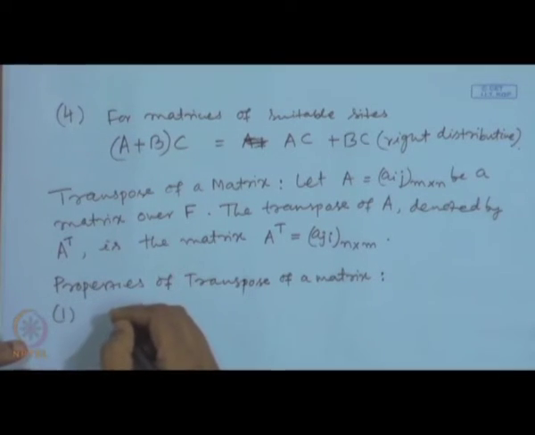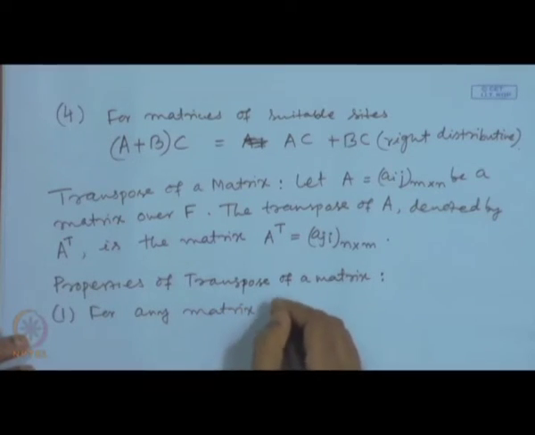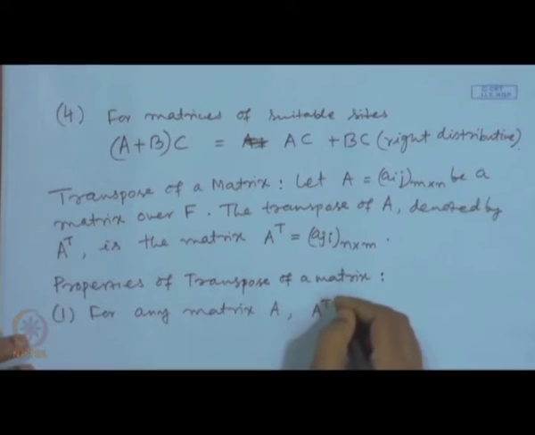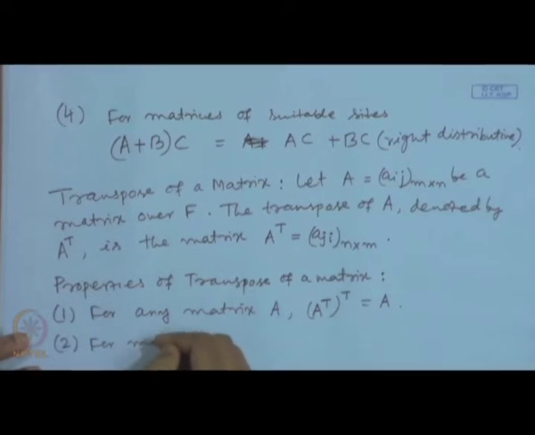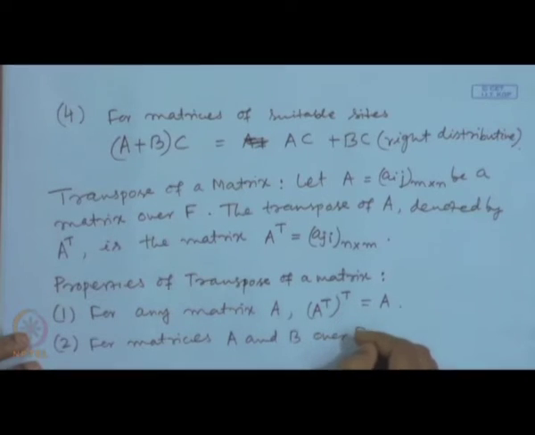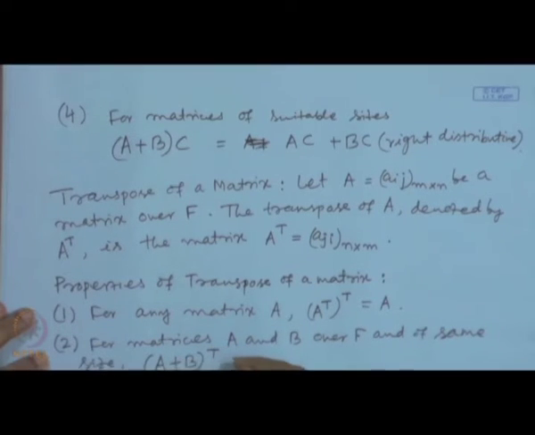The first property is: for any matrix A, if we take its double transpose, the transpose of A transpose, we get the same matrix back, that is equal to A. The second property is for matrices A and B over F of the same size: the transpose of A plus B is equal to the transpose of A plus the transpose of B.